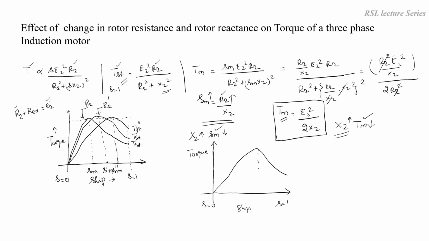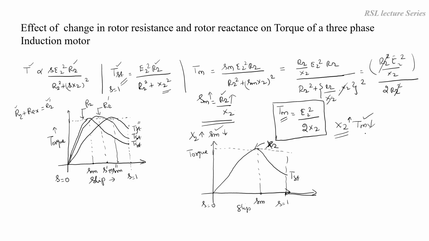Okay. So this is the slip corresponding to maximum value Sm, and this is the starting torque. And this will be the maximum torque value for the rotor resistance R2. Suppose this is the rotor reactance. So for the normal rotor reactance value, if the rotor reactance is changed, then the maximum torque also decreases.